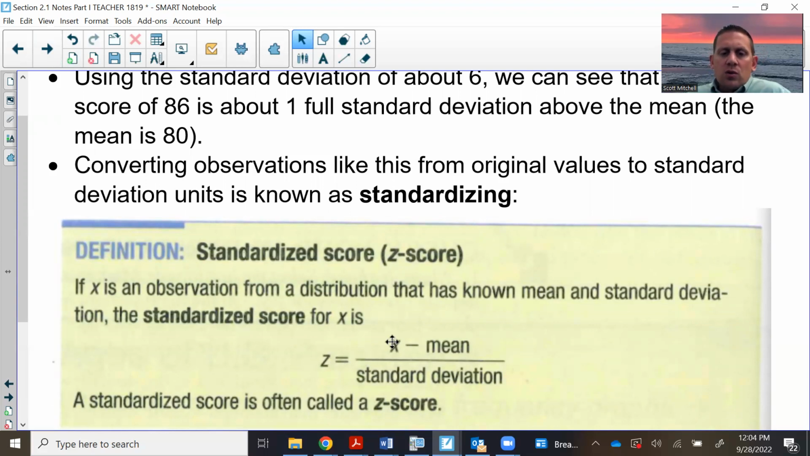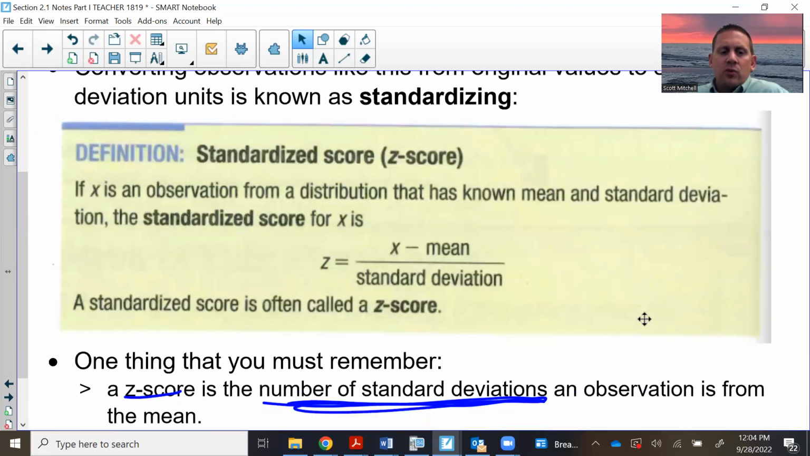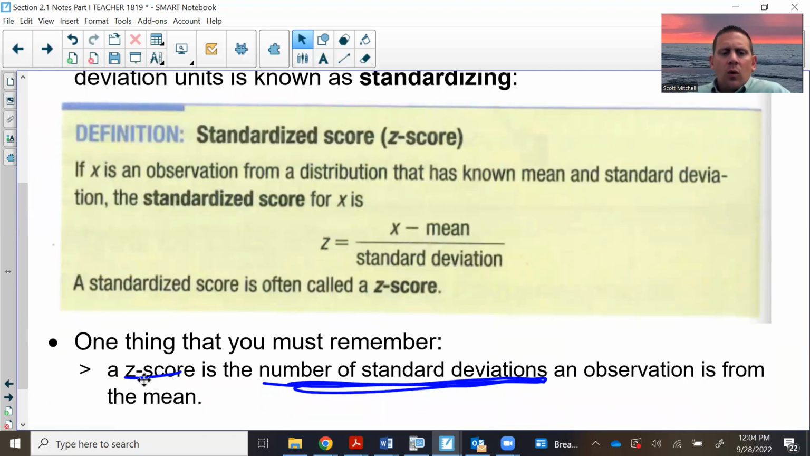So you're going to take your raw score, which is x, you're going to subtract the mean, and then you divide by the standard deviation. That's called a z-score or a standardized score. One thing to keep in mind, the z-score is the number of standard deviations above or below the mean. It tells you how far above or below the mean you are when you standardize things.